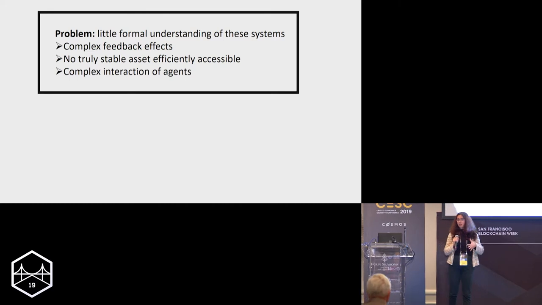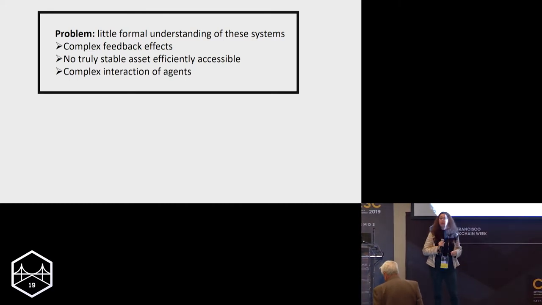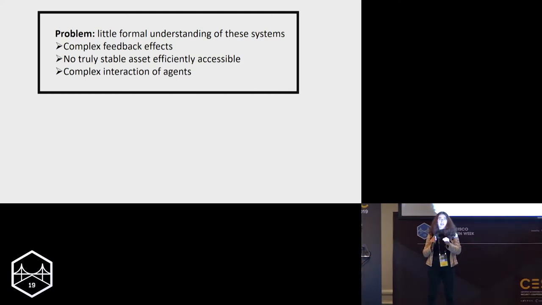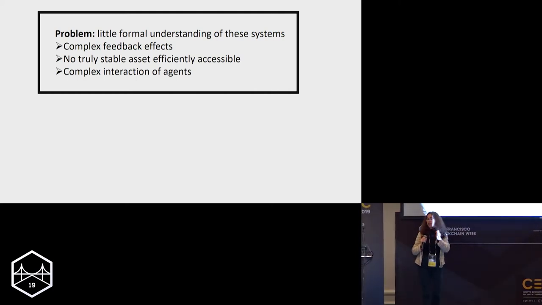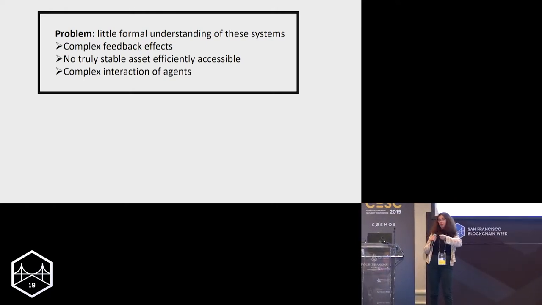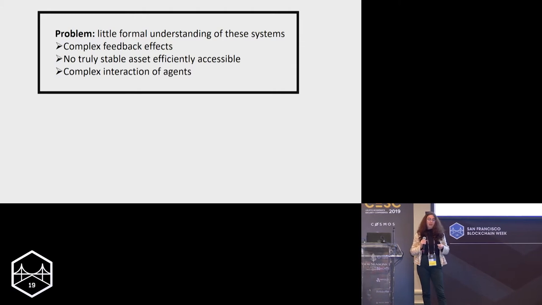And as I said, some of these feedback effects are new, and some of them bear some resemblance with what we have seen in the traditional markets. What is new, however, to these markets is that we do not have a truly stable asset that is readily available for transactions, and essentially transports of value from one part of the ecosystem to the other. And what we hope is that stable coins will come and fill in this gap.